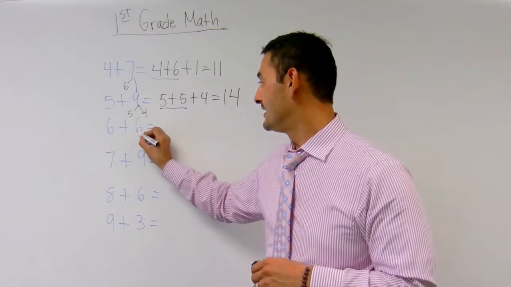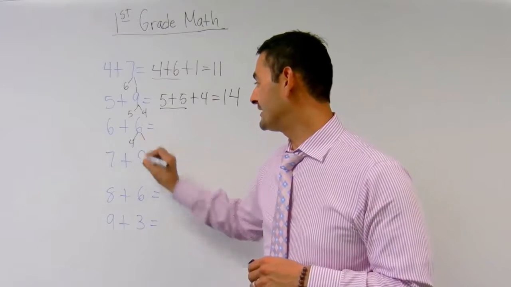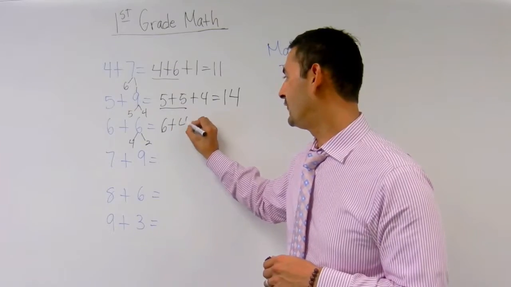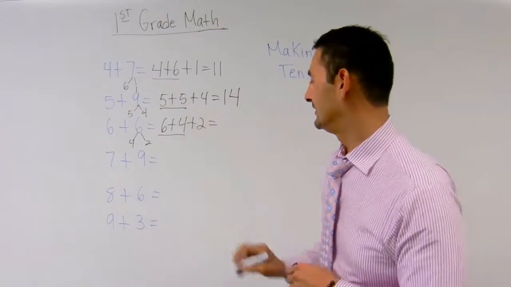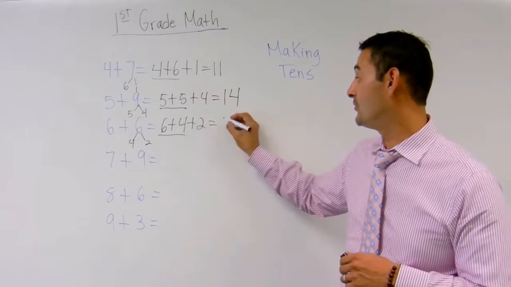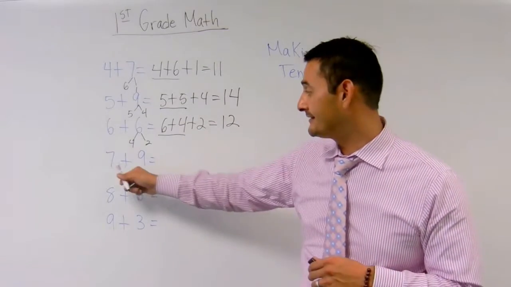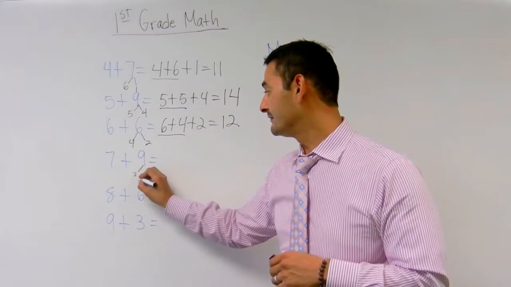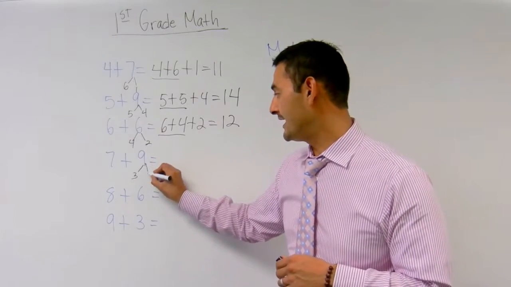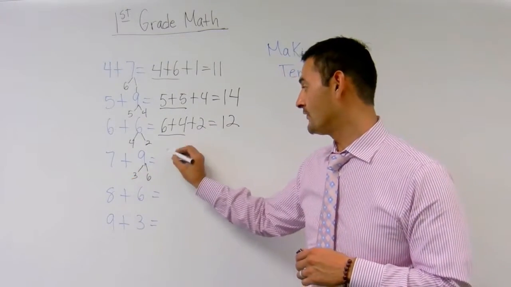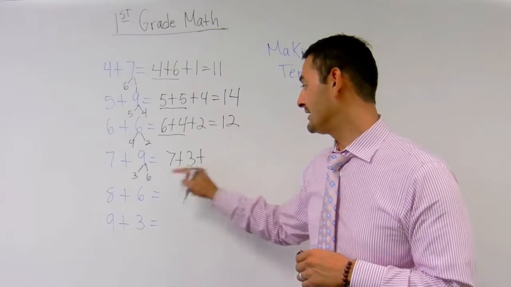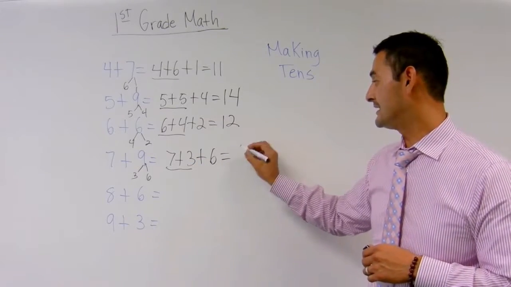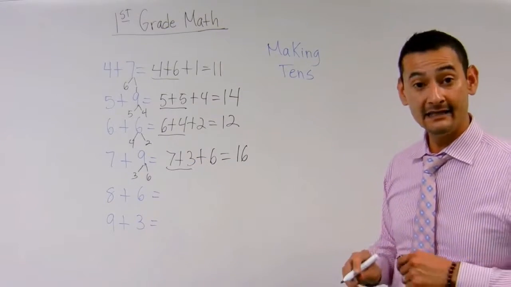6 plus 6. 6 plus 4, I know it's 10, and then 4 plus 2 more, I know is 6. So 6 plus 4 plus 2 equals, let's see, 6 plus 4 is 10, plus 2 more is 12. Now let's take a look at this next example. 7 plus 9. Well, I know that 7 plus 3 equals 10, and 3 plus 6 equals 9. So I'm going to move this over here. 7 plus 3 plus 6 more equals. 7 plus 3, boys and girls, is 10, plus 6 more is 16. Now let's take a look at the next one.